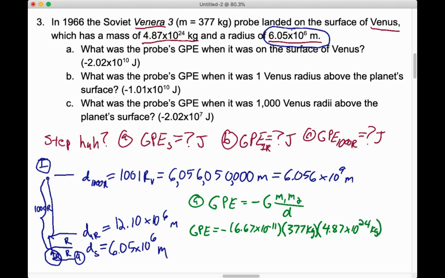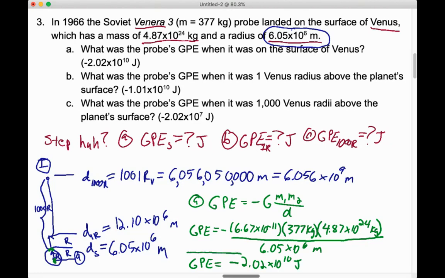Venus is pretty close in radius and mass to the Earth, actually. And all of this we divide by the distance. So remember, for part A, the distance is going to be just one Venus radius, because your distance from the center of Venus to where you are when you're on the surface is one Venus radius. So that is 6.05 times 10 to the 6 meters. So if you do all this, what you're going to get is negative, the negative is important, 2.02 times 10 to the 10th joules.